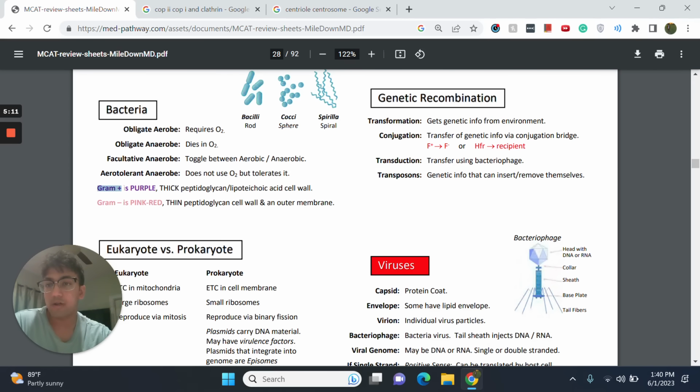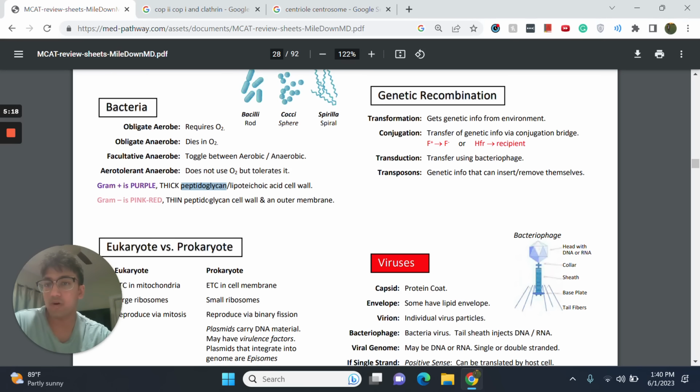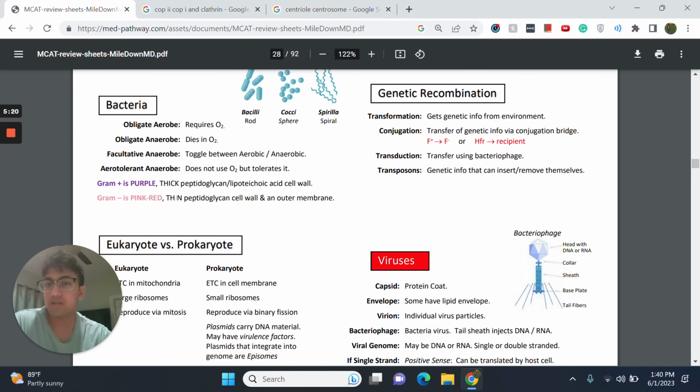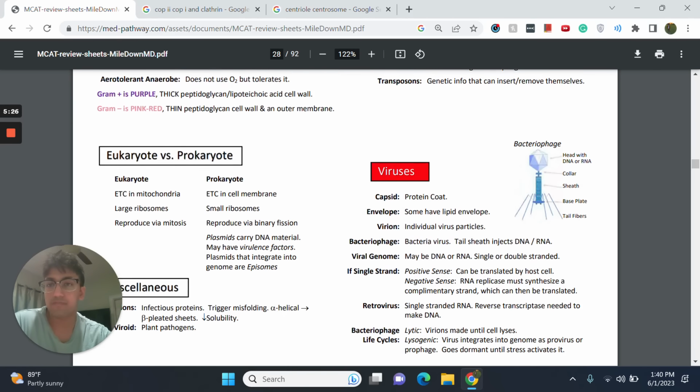It's very important to know that when you gram stain a bacteria, it can either be purple or pink. If it's purple, it's a thick peptidoglycan cell wall. And if it's pink, then it's a thin peptidoglycan cell wall, but it also has an outer membrane, which is outside that cell wall.